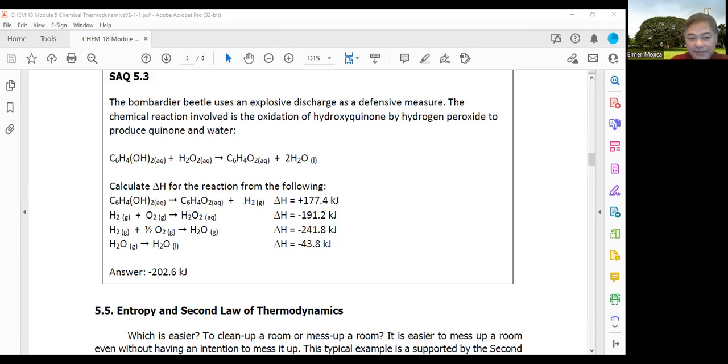So what is the overall reaction when we add it? C6H4(OH)2 aqueous plus H2O2 aqueous producing C6H4O2 aqueous, which is the one that we have here, plus water, 2H2O liquid. So what do we do? We can reverse a reaction. We can multiply a reaction by a number. And whenever we do that, we also have to do that thing to the delta H. So what do we think we need to do?